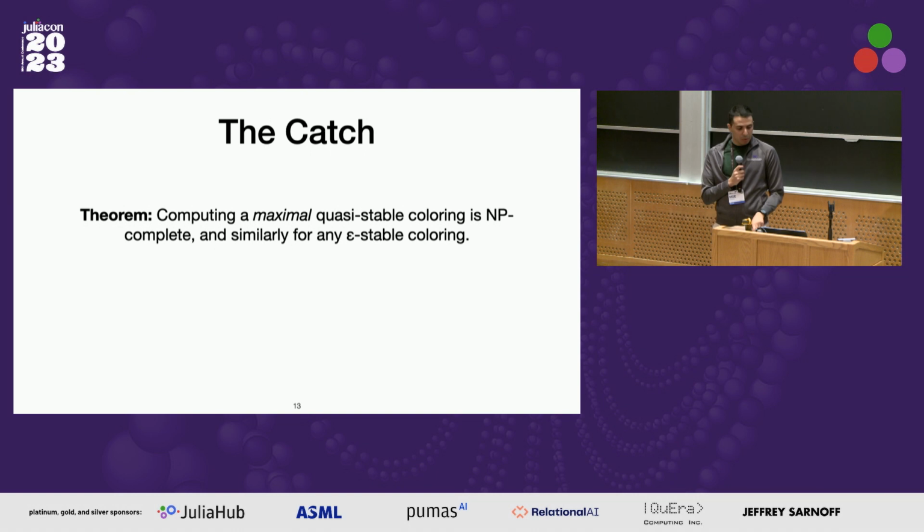Okay. So what we do is we develop a heuristic, right? A heuristic that seems to compute pretty good colorings. Okay. Any questions so far?